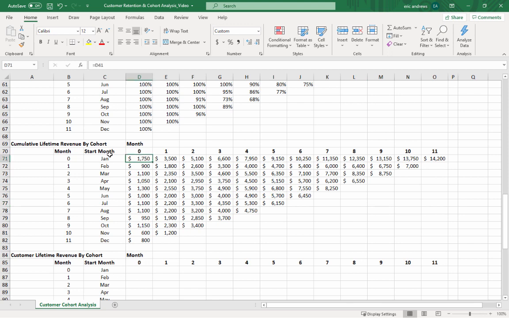Okay. So what can we see? Now we can see that cumulatively, these original 35 people actually spent $14,000 with us. And we can see this by each cohort. This is our cumulative lifetime revenue by cohort.